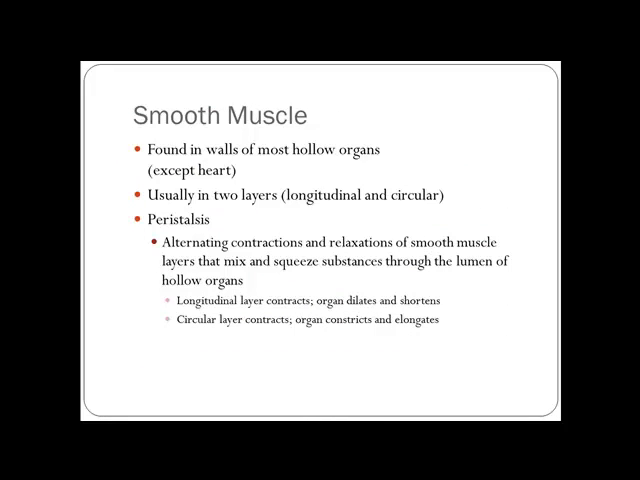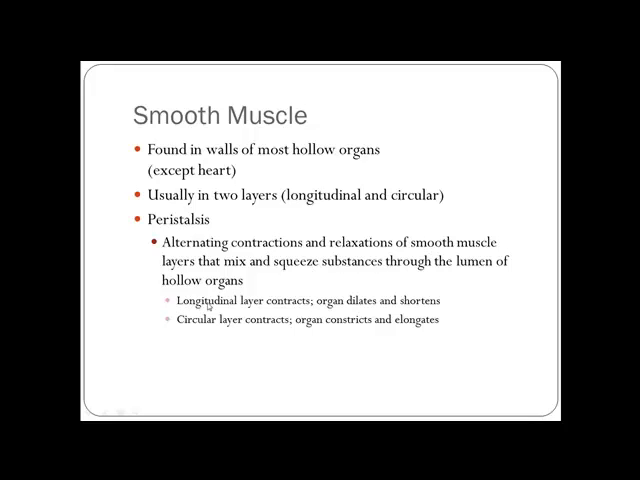Okay, next we're on to our smooth muscle. This is going to be found in the walls of our hollow organs, except for the heart, except for the muscle wall of the heart. That is our myocardium. These will usually be found in two layers, a longitudinal and a circular layer, and they will be responsible for peristalsis. You have alternating contractions or relaxations of smooth muscle layers that mix and squeeze substances through the lumen.